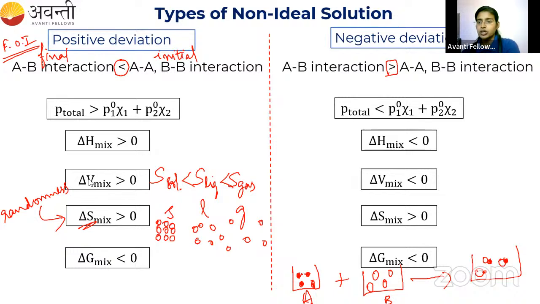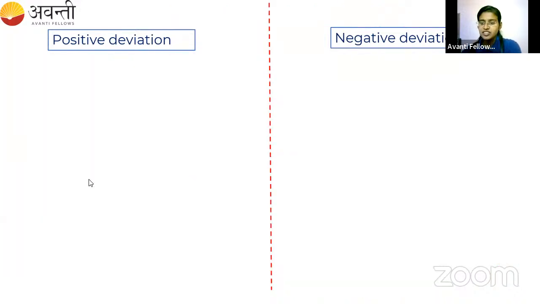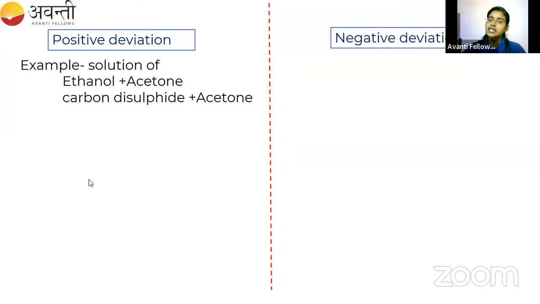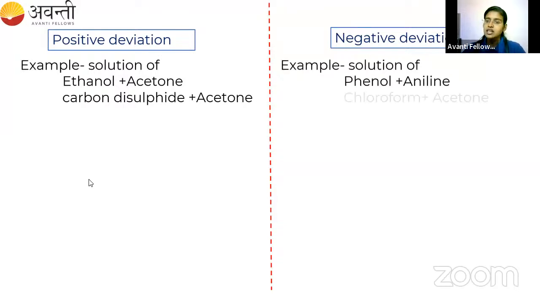Now coming to the examples, which you all have asked. Many of you are very curious to know the examples of non-ideal solutions. The non-ideal solutions showing positive deviation have some examples. The first example is a solution of ethanol and acetone. Second is carbon disulfide and acetone. And coming to negative deviation, the first is the solution of phenol and aniline. Second is chloroform and acetone. You have to memorize these examples.